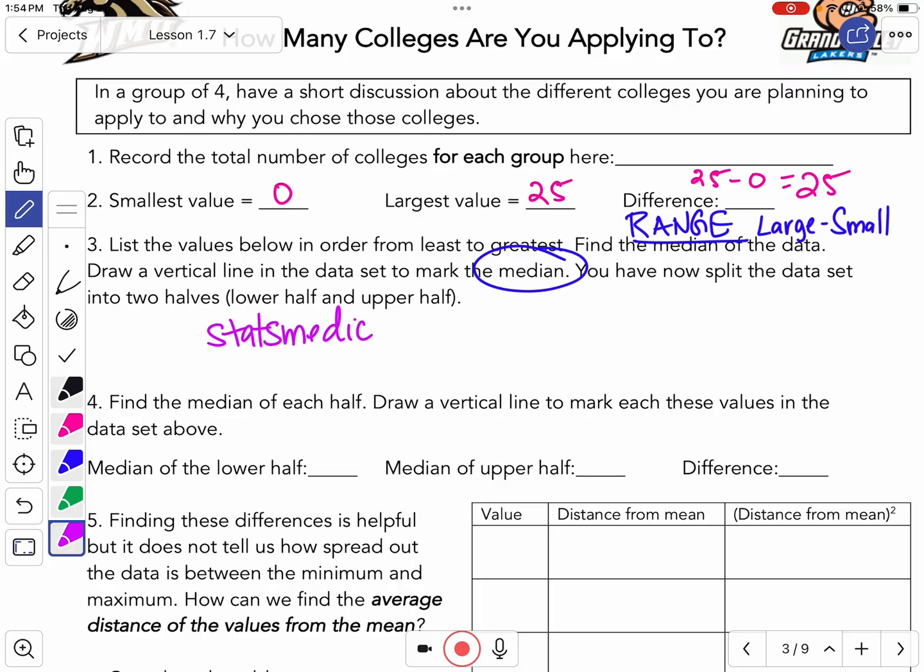Statsmedic.com/applets. So that's what we're going to do again. It's our favorite site. We're going to use it a lot. I would bookmark it. If you know how to bookmark it, bookmark that bad boy. We're going to choose the one quantitative variable, I think the fourth one down.